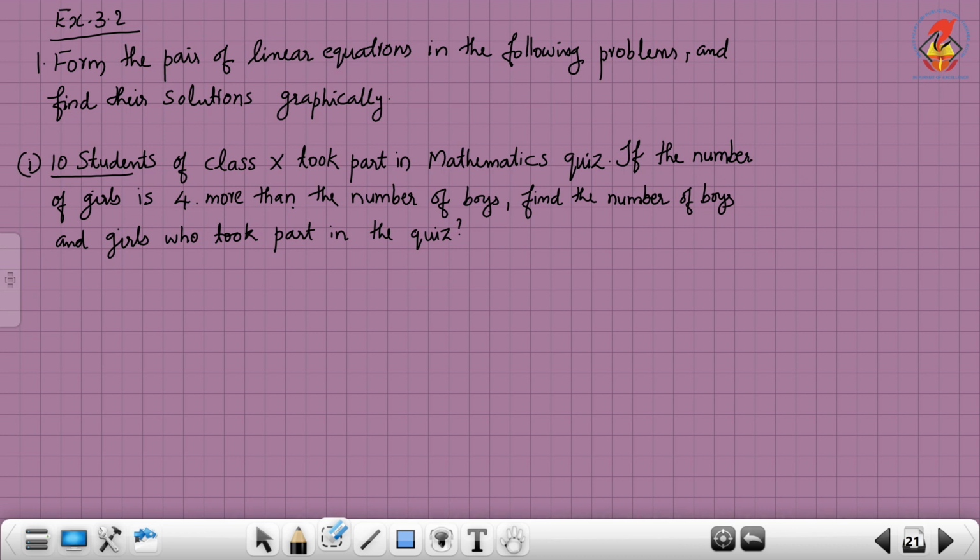Form the pair of linear equations in the following problems and find the solutions graphically. First question, 10 students of class 10 took part in mathematics quiz. If the number of girls is 4 more than the number of boys, find the number of boys and girls who took part in the quiz. This question, you should find out the answer by graphical method. How can you do it?